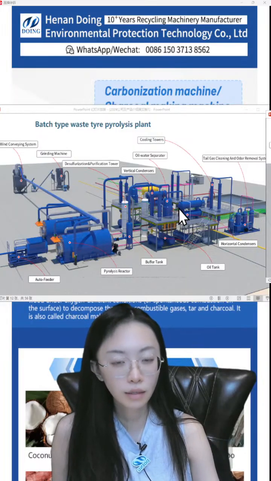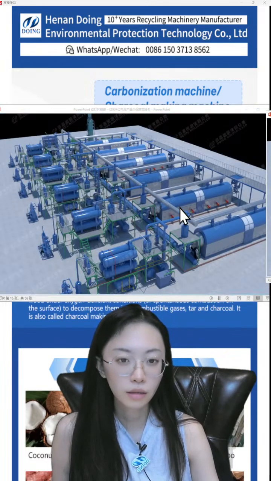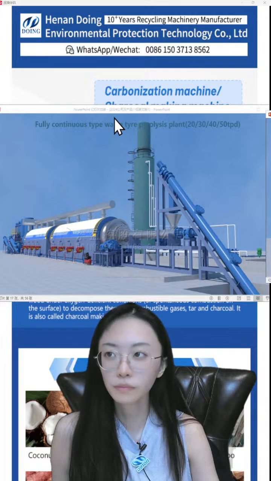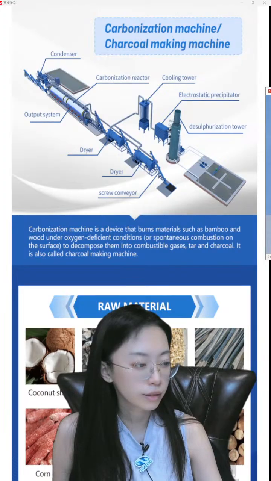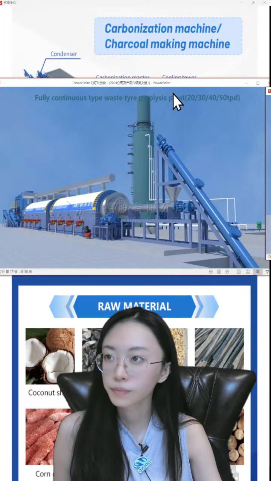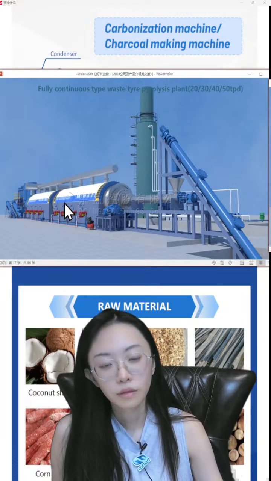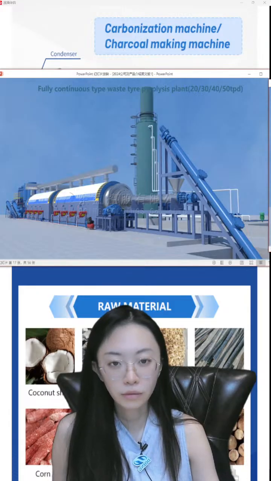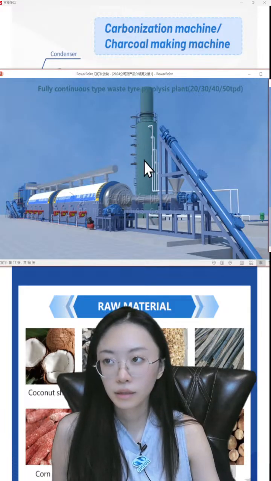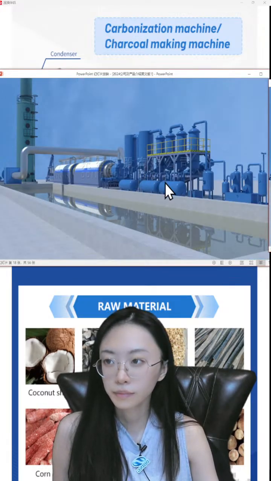This is the other equipment, the combination plant, and the pyrolysis plant. This fully continuous pyrolysis plant uses a similar technique to the combination plant. The feeding system, the combination system, and the slagging system. But this is to feed the tire rubber powder. And this is the purification system.